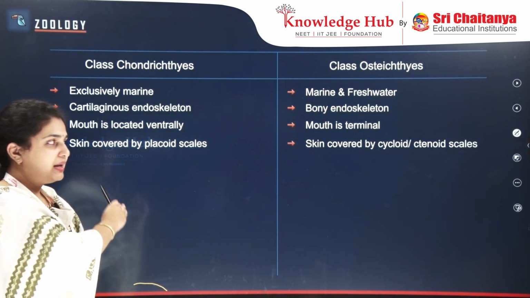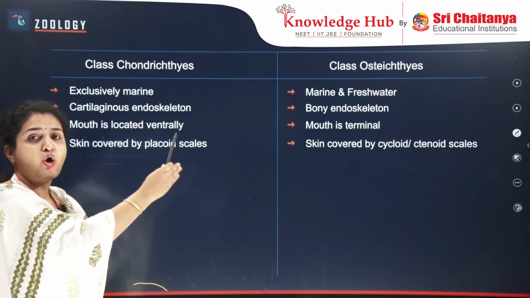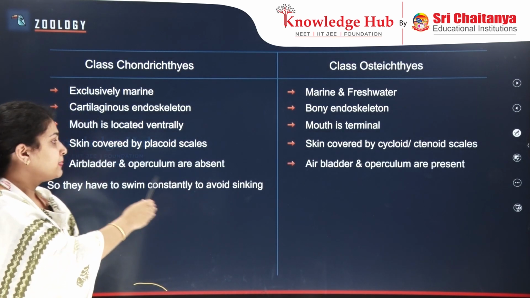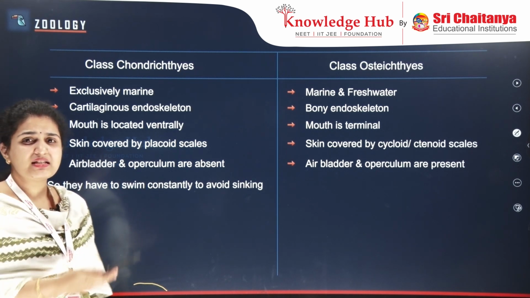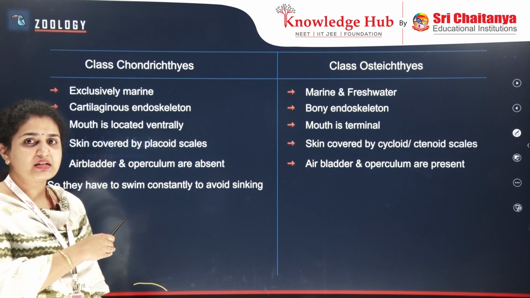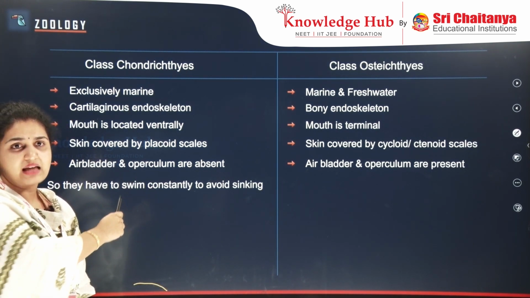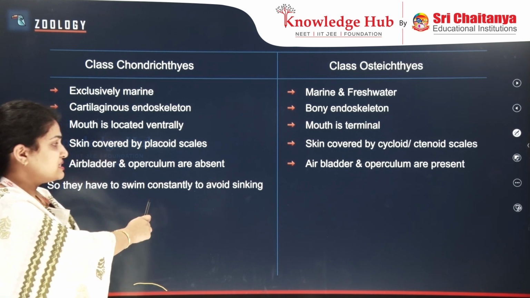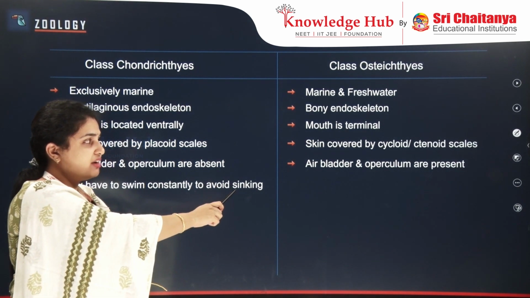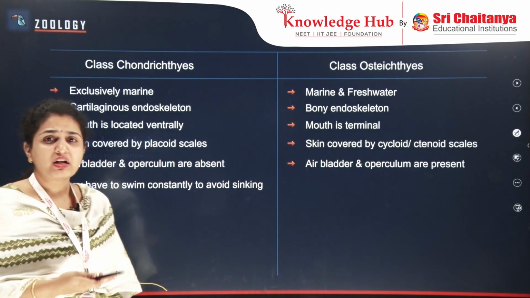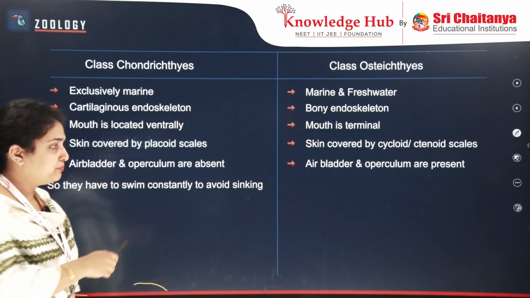Skin is covered by placoid scales in Chondrichthyes. In Osteichthyes the skin is covered by cycloid or ctenoid scales. Air bladder and operculum are absent in Chondrichthyes. What is the air bladder? Air bladder means nothing but which regulates the buoyancy. But here, as the air bladder is absent, they have to swim constantly to avoid sinking. But in Osteichthyes, you have an air bladder and operculum. What is operculum? Operculum is the gill cover.